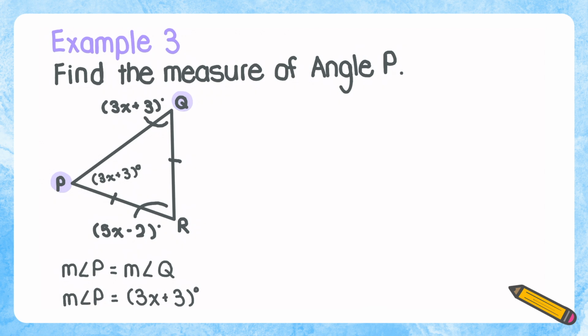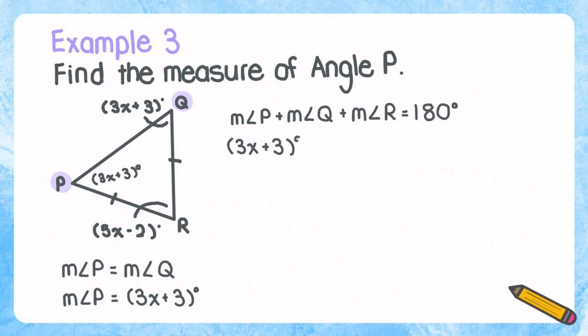So now we can set up an equation to solve for x. We know that the three angles will sum to 180 degrees. And we're given each of these angle measures. So 3x plus 3 degrees, that's the measure of angle P, plus 3x plus 3 degrees, the measure of angle Q, plus 5x minus 2 degrees, that's the measure of angle R, equals 180 degrees.